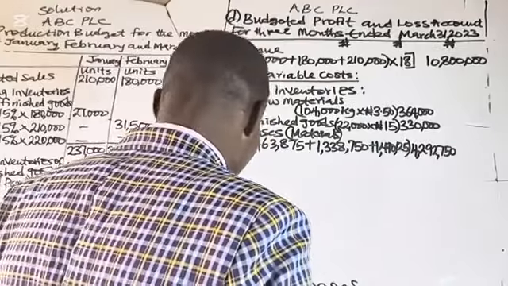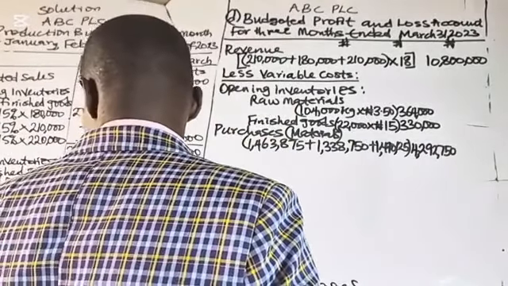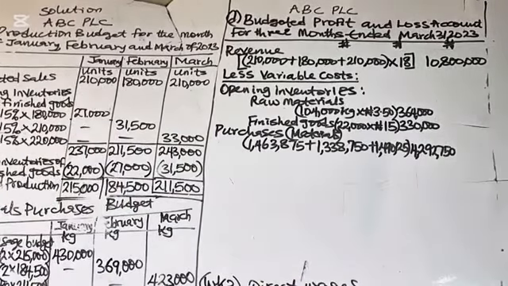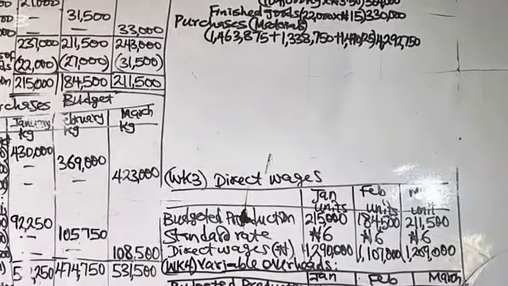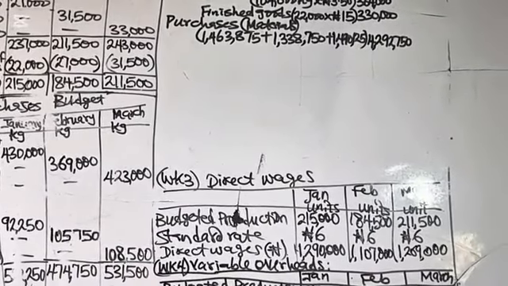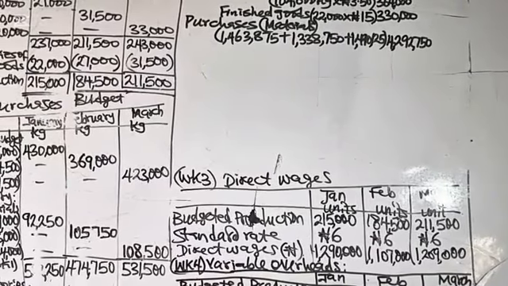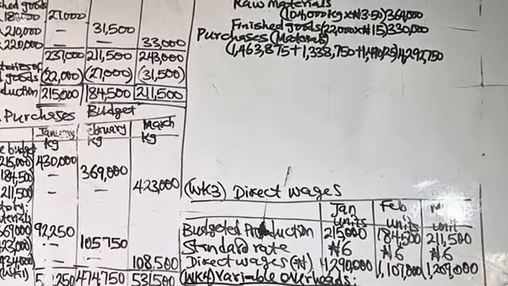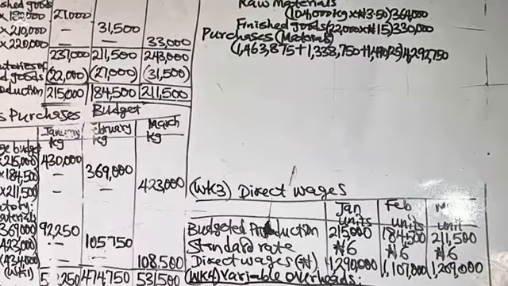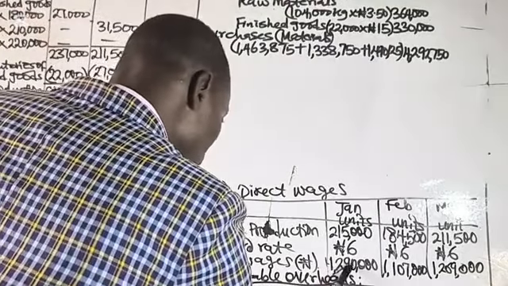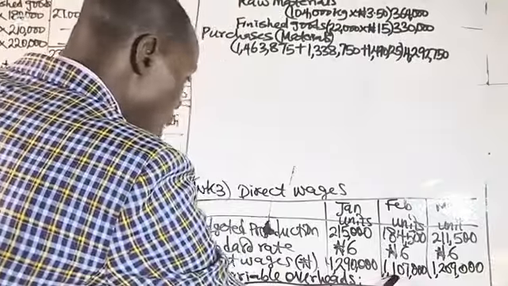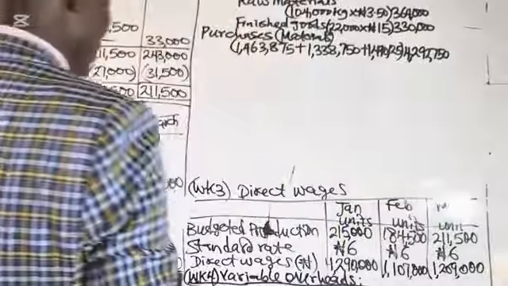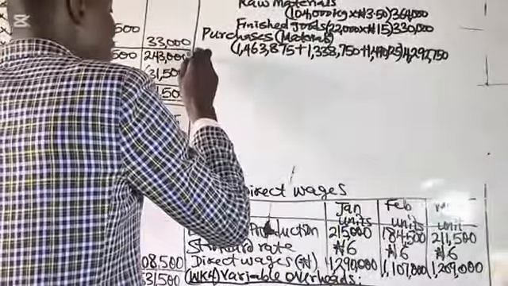Then we will need to consider other variable costs aside the material. Then we have direct wages, which was obtained from labor cost budget. So we have direct wages of 1,290,000 in the month of January, 1,107,000 in February, and 1,269,000 in March.